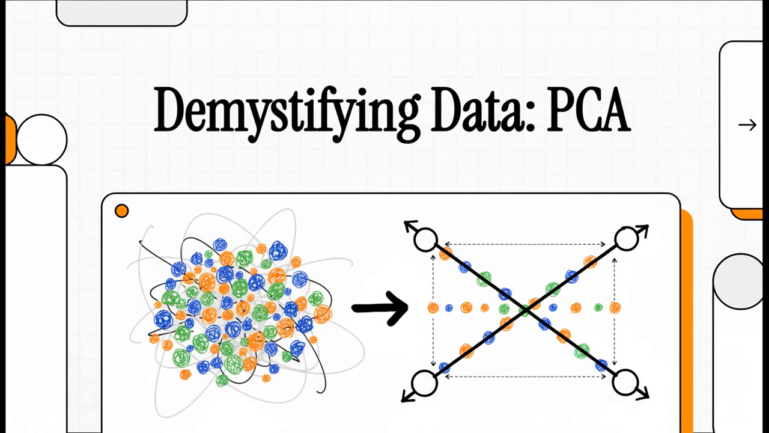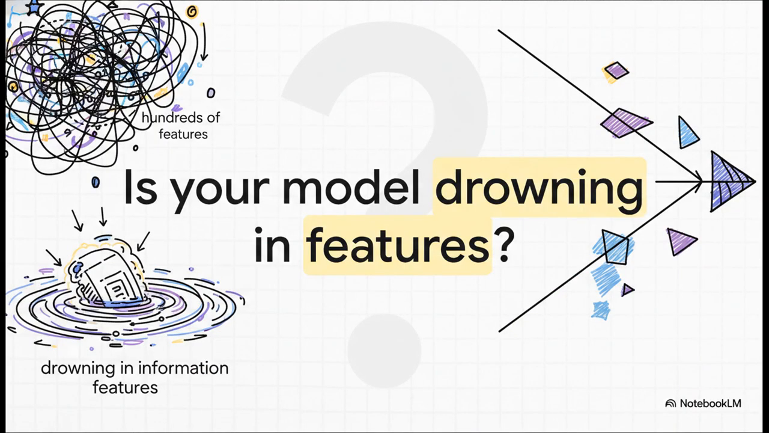Hey everyone, and welcome. Today, we're going to demystify a machine learning technique that sounds super complicated but is actually one of the most powerful tools in your entire toolkit. We're talking about Principal Component Analysis, or PCA. We're going to break it down and show you how it turns a total mess of data into something clear, simple, and incredibly useful.